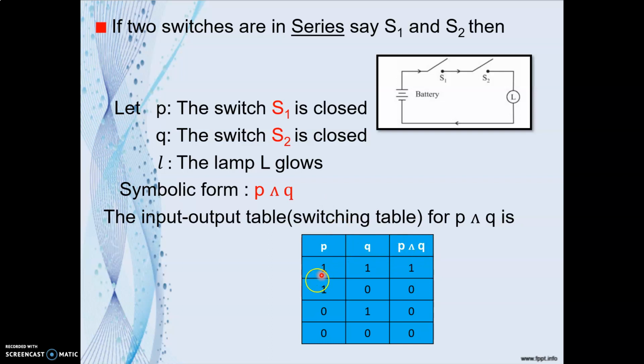P, Q, P and Q, as in a truth table. The only difference is that instead of writing true, here we are applying 1, and instead of false, we are using 0. So P values 1, 1, 0, 0, Q values 1, 0, 1, 0. So P and Q: 1 and 1 is 1, 1 and 0 is 0, 0 and 1 is 0, 0 and 0 is 0.